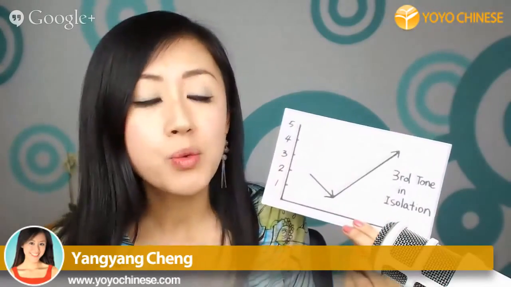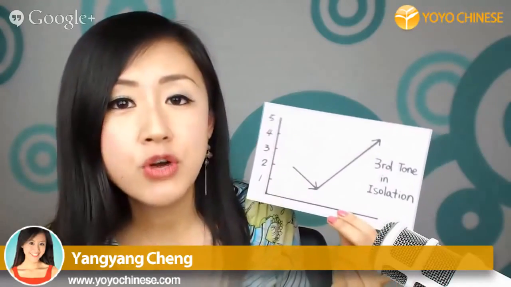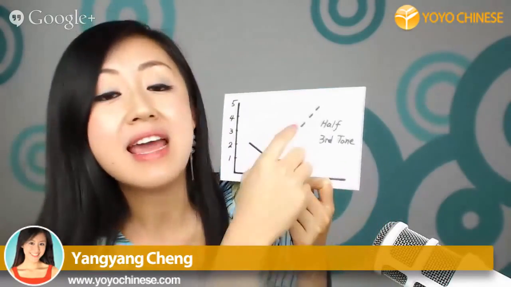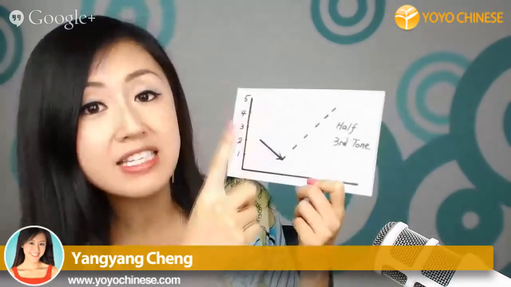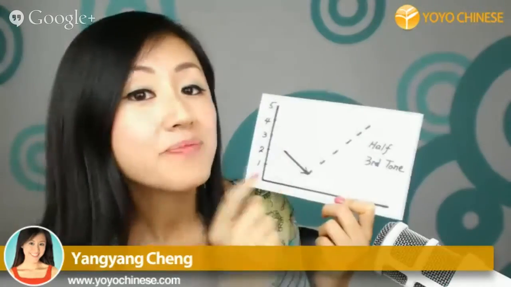And that's totally cool when the third tone is pronounced in isolation, which means if you just utter one third tone sound, like when you say good, 好, or 1, 2, 3, 4, 5, 五, no problem. However, in real, natural, and connected speech, the third tone is actually seldom fully pronounced. The third tone is usually just pronounced halfway, only the dropping part, and we call this the half third tone. So instead of saying 我, with that dipping and rising, the natural third tone is just 我. All right?